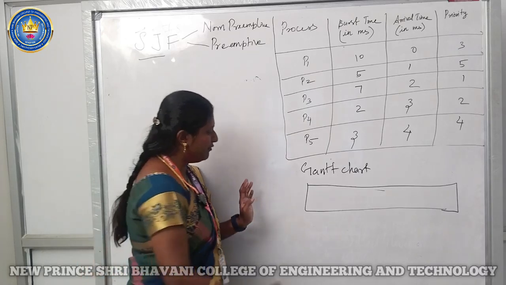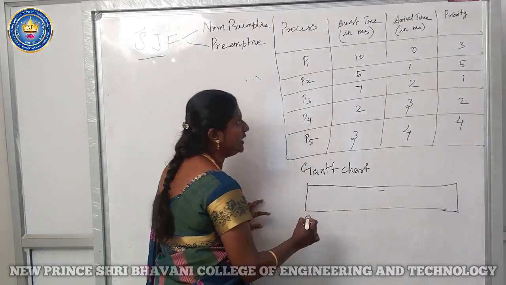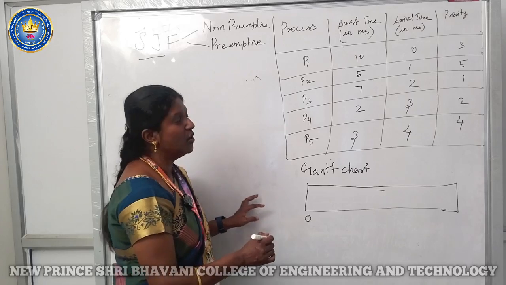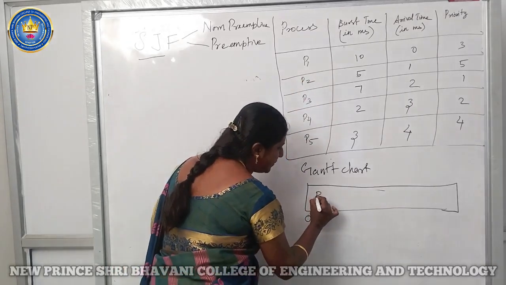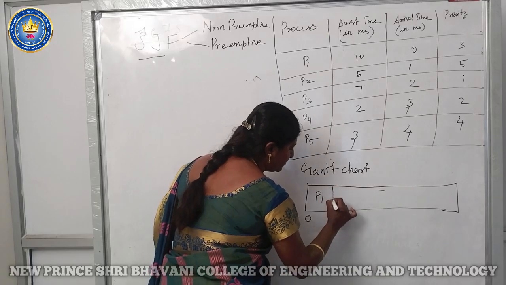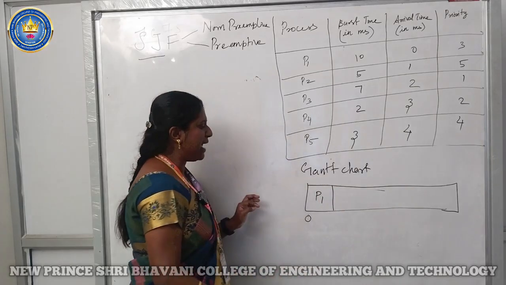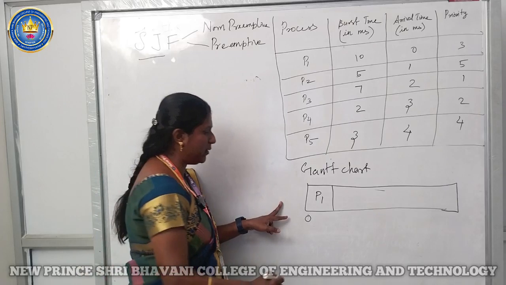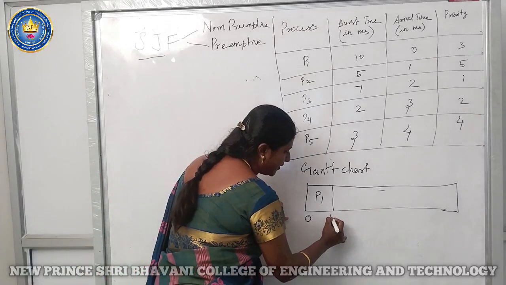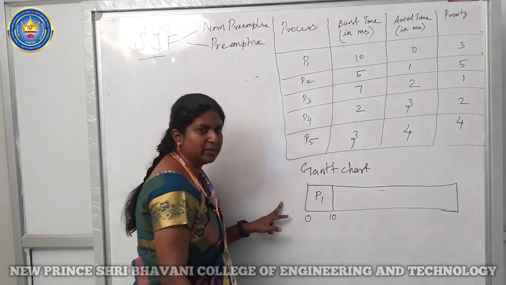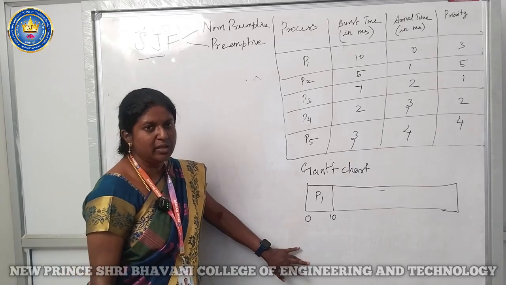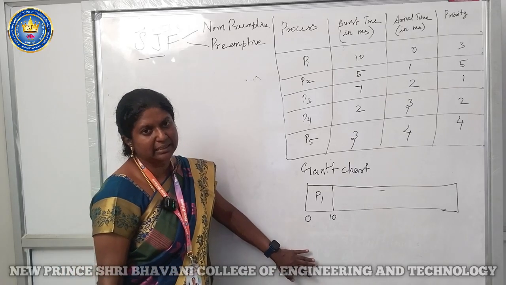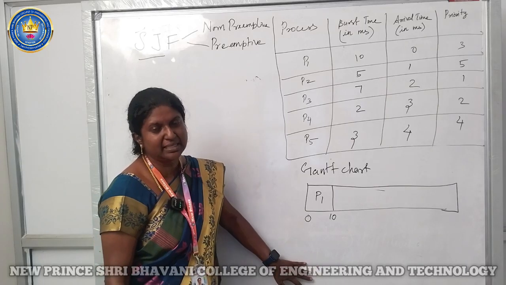At the 0th millisecond, there is only one process in the queue, process P1. So we have to allocate the CPU to process P1. After that, because it is non-preemptive, we cannot take control of the CPU in the middle. We have to let the P1 process finish. P1 will finish at the 10th millisecond.